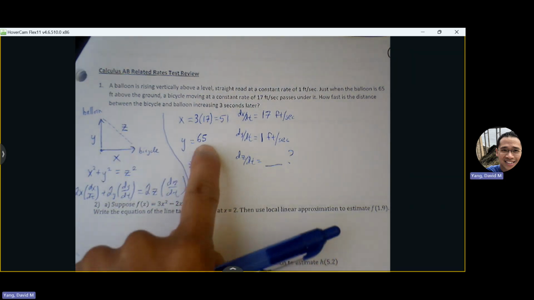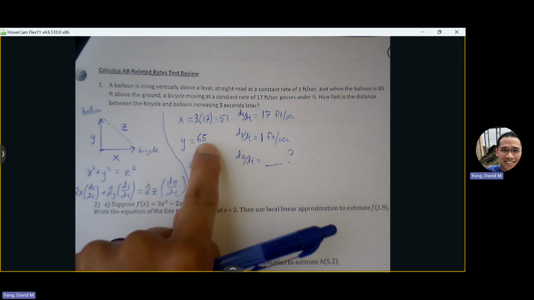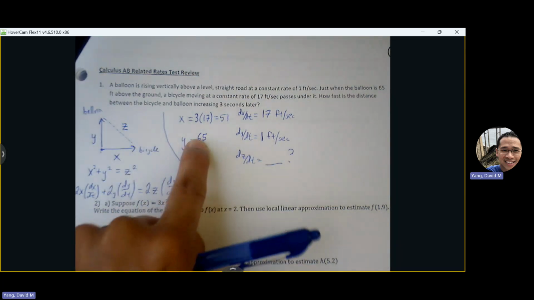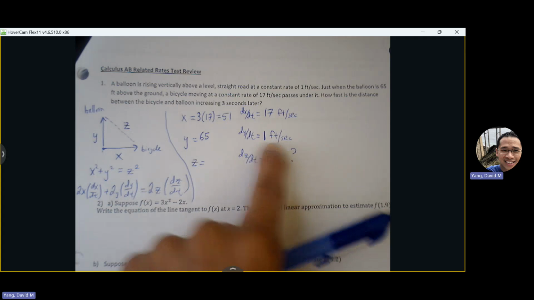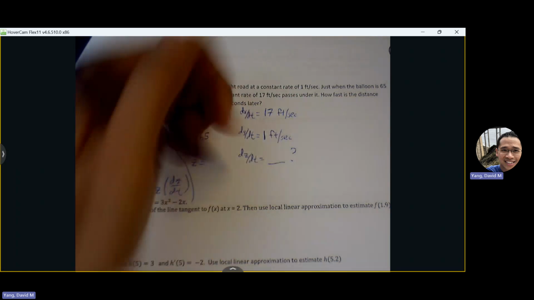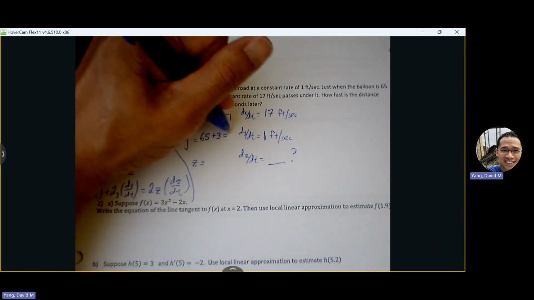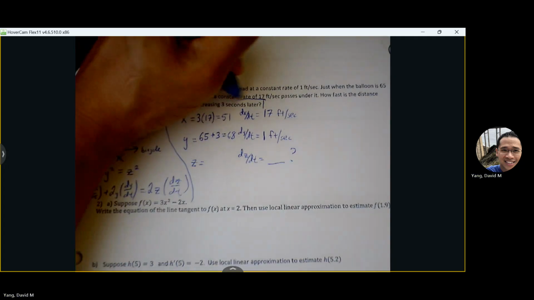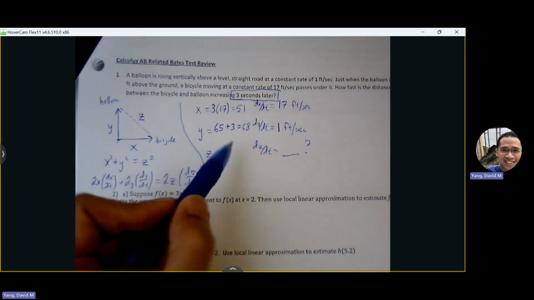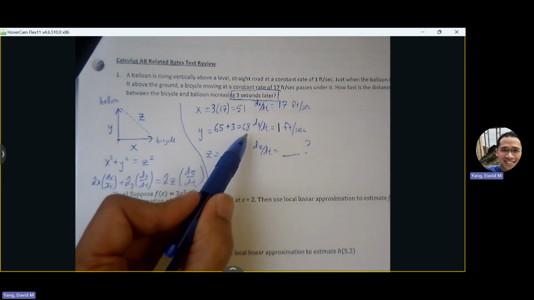Now, the tricky thing is, 3 seconds later, is the balloon going to still be at 65 feet? It's still moving, right? It's 65 feet the moment the bicycle passes under it. So 3 seconds later, if it's going at 1 foot per second, where is it going to be? 68, right? Each second it's inching upward 1 foot per second. So after 3 seconds, it's going to go up another 3 feet. If we're taking a snapshot of this scenario 3 seconds later, the balloon is going to be at 68 feet above ground.